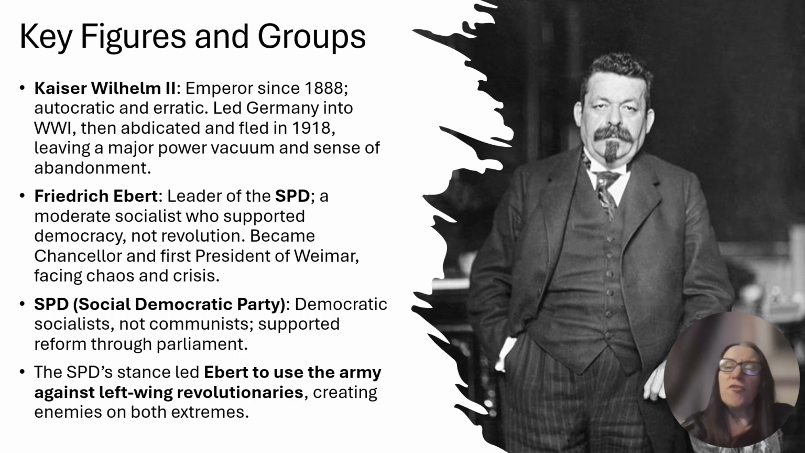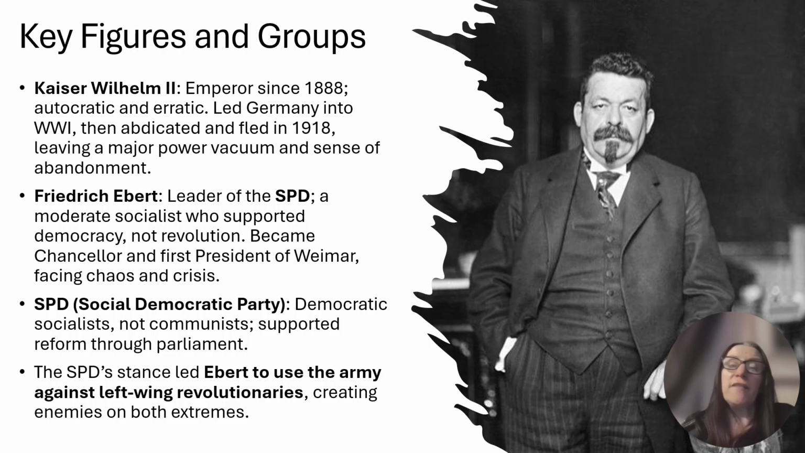So we're going to talk about three key figures. Firstly, Kaiser Wilhelm II, who we had on a previous slide. Now, he had been the German emperor since 1888, autocratic, impulsive, and often erratic. He led Germany into World War I and oversaw 4 years of catastrophic war. When it was over, he ran. His abdication left a massive power vacuum, and his flight looked to many Germans like abandonment.